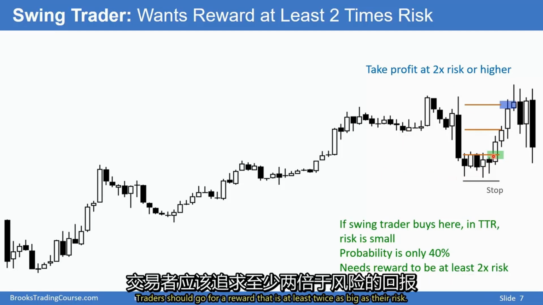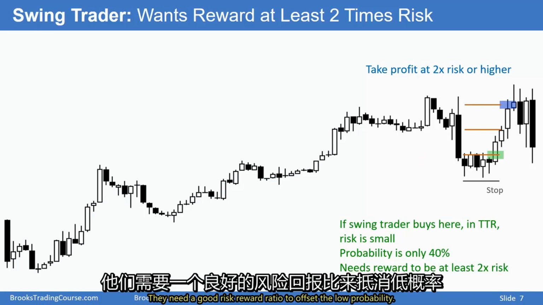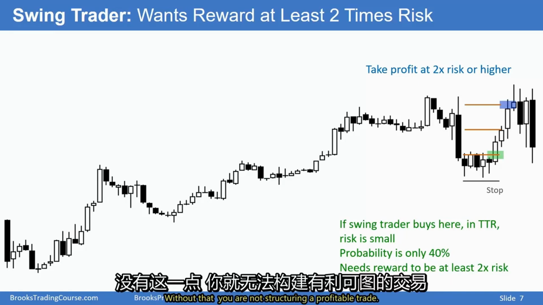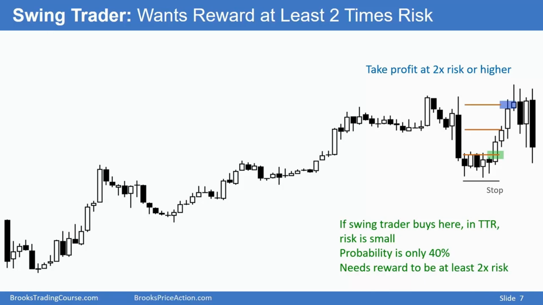Low probability trade, traders should go for a reward that is at least twice as big as their risk. They need a good risk-reward ratio to offset the low probability. Without that, you are not structuring a profitable trade. In other words, the trader's equation is not positive, and therefore you are not likely to make a profit.